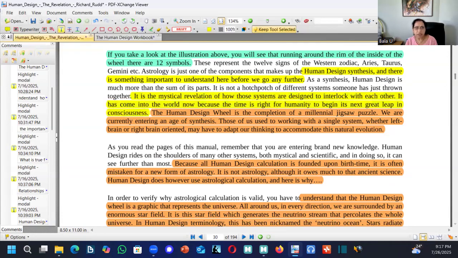We are currently entering an age of synthesis. Those of us used to working with the single system, whether left brain or right brain oriented, may have to adapt our thinking to accommodate this natural evolution. As you read the pages of this manual, is the actual mutation that is taking place of what's happening in the universe around us. People are now taking cognizance of that.